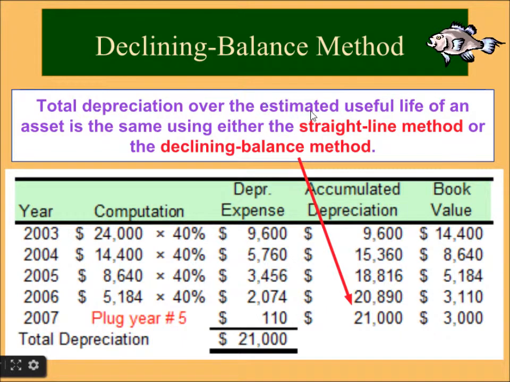So total depreciation over the estimated useful life of an asset is the same using either the straight line method or the declining balance method. Here is the total value of accumulated depreciation, which is $21,000. So whether you use straight line or declining balance method, you will get the same value.